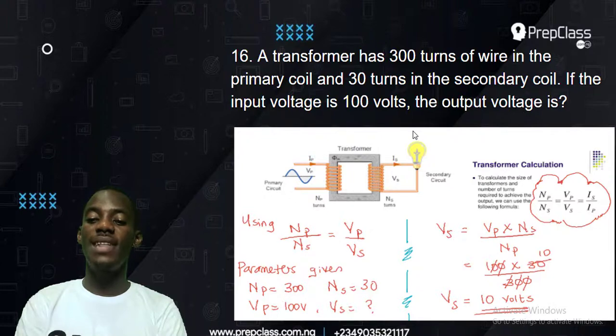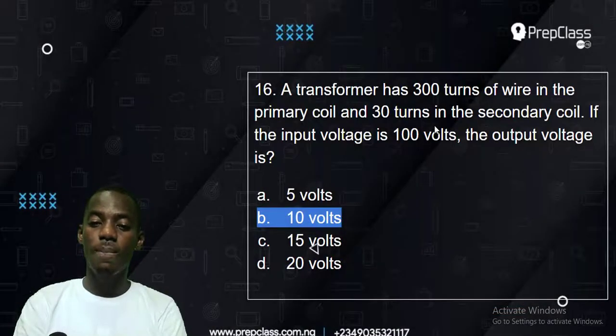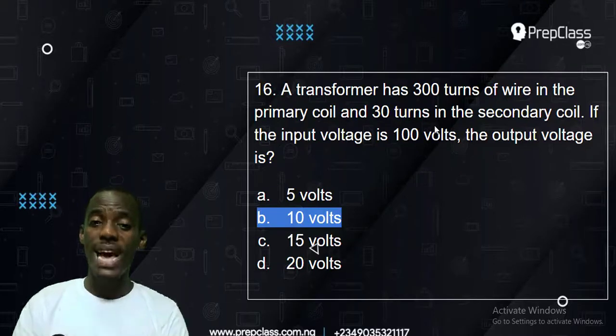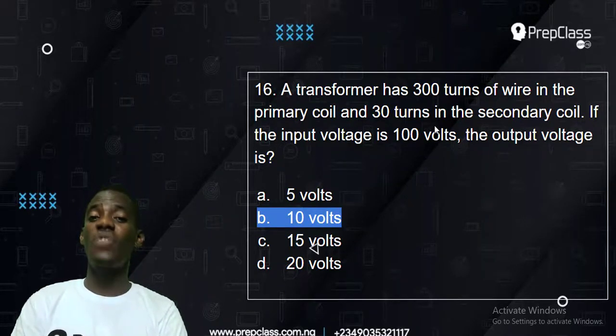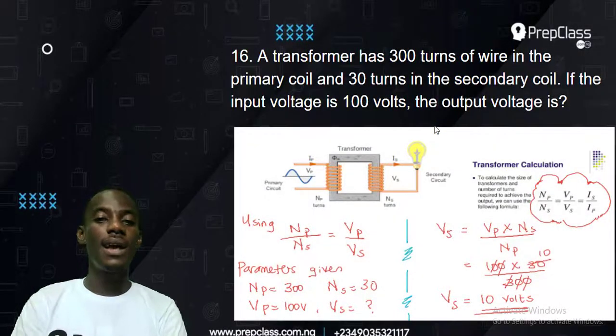So I have 100 times 30 over 300. If I cut through, I'll get 10 volts as my secondary voltage, and that gives me the answer. The answer to the question is simply B. Now the most important thing to take from this question or any question on transformers is the formula. Once you know the formula, I tell you, you can answer that question.